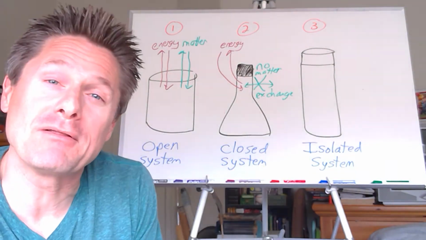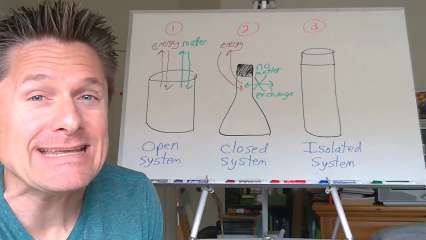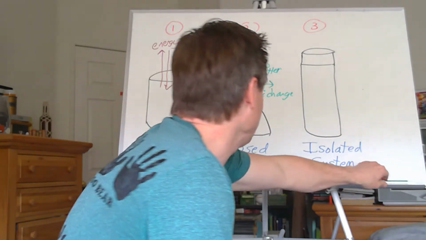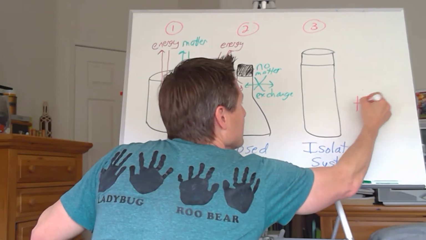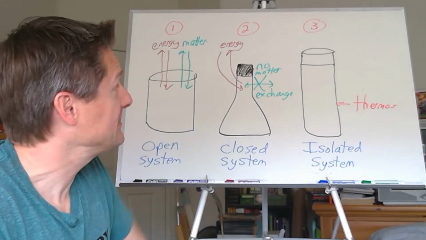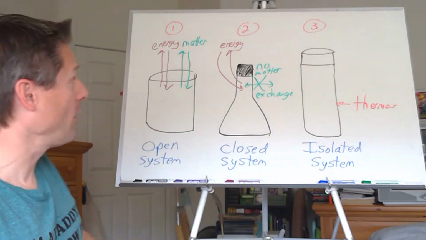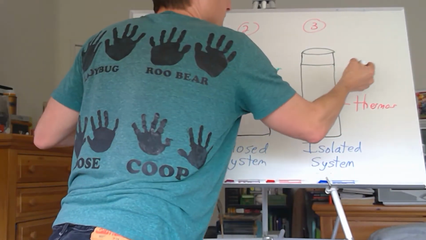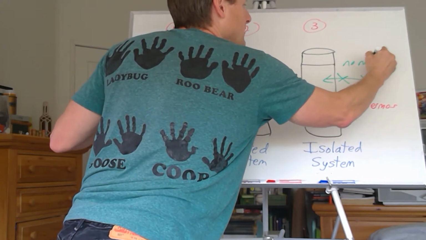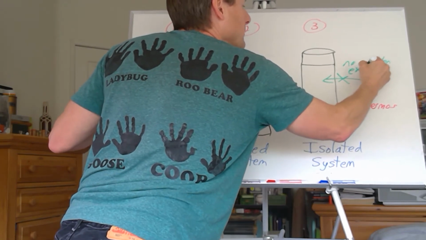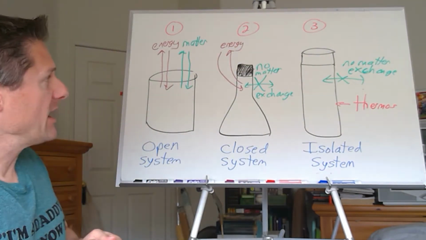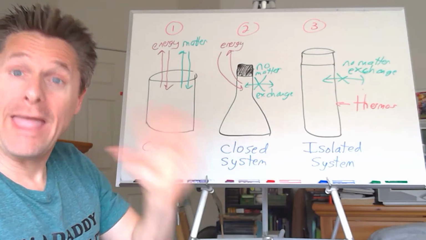A lot of you people who are smarter than I am will want to keep your tea nice and warm for your morning commute. So what you do is you put it in a thermos, right? So you have something like a thermos, and that is sealed off, so matter can't flow in and out. There's no matter exchange between the system and the surroundings. If I could spell, this would be better. So no matter exchange.